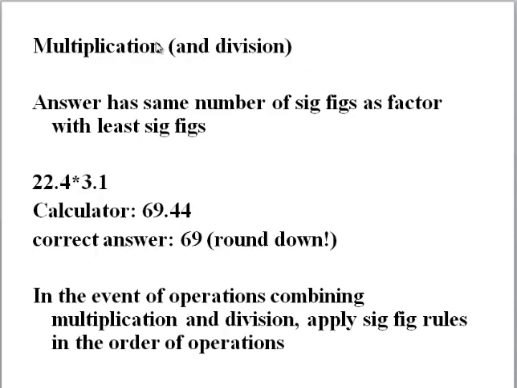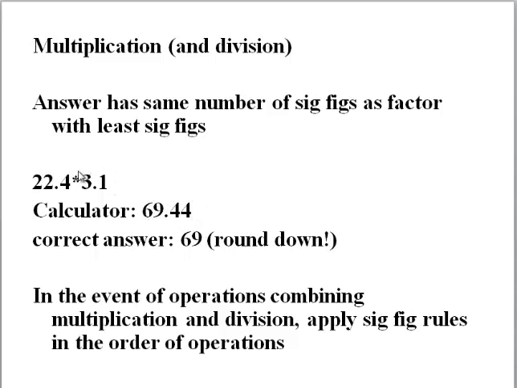The rules for multiplication and division are somewhat different. In a multiplication or division, the answer has the same number of sig figs as the factor with the least sig figs. So in multiplication, it's important to be able to count the number of significant figures in a number. So for example, if the measured number 22.4 is multiplied by the measured number 3.1, the calculator would say 69.44.